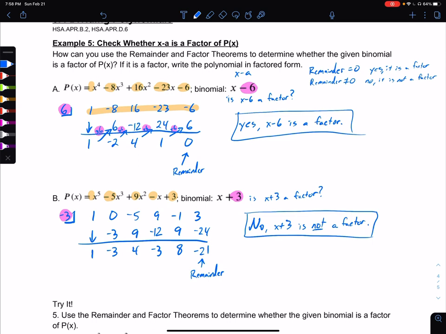That's pretty much it for this section. Hopefully by now you have a pretty good handle on what synthetic division looks like and the process. This example, obviously we didn't write out the whole answer. We're just trying to answer the question, but you'll see that you still need to use the synthetic division process to determine if something is a factor.